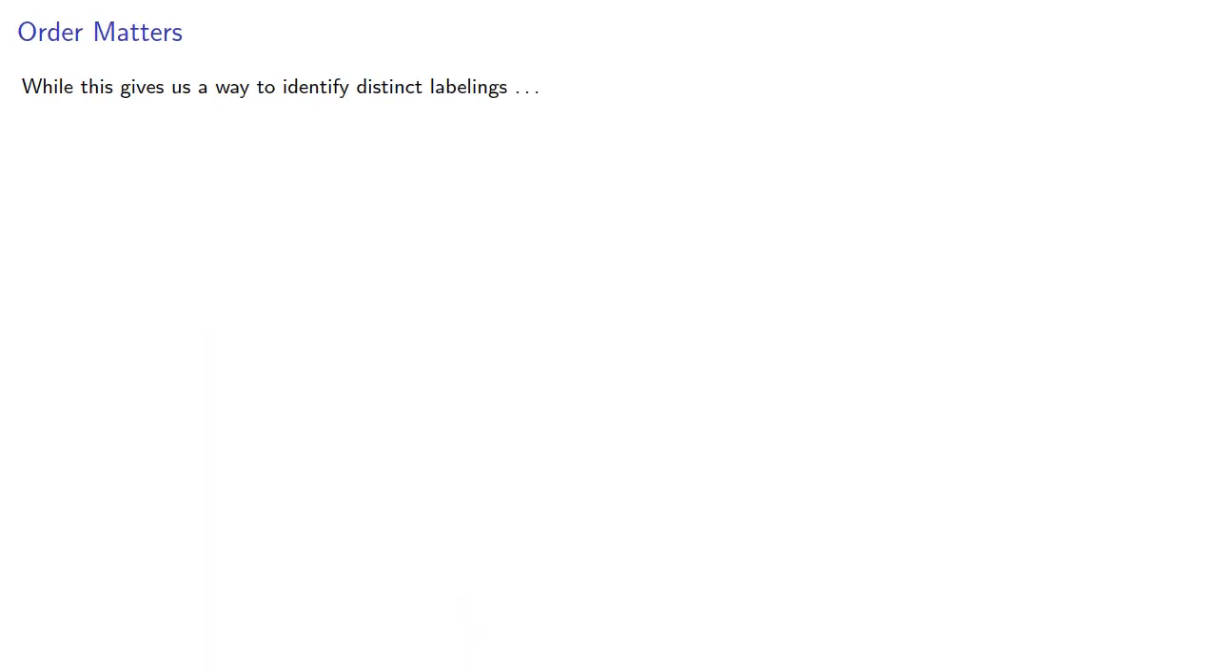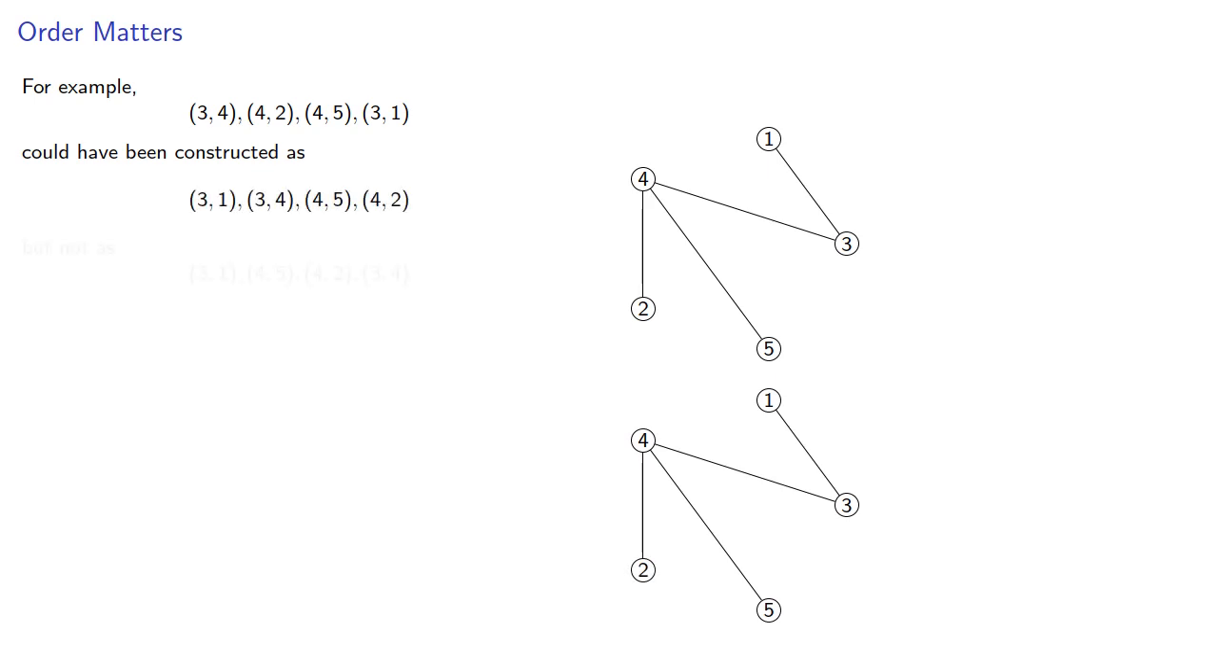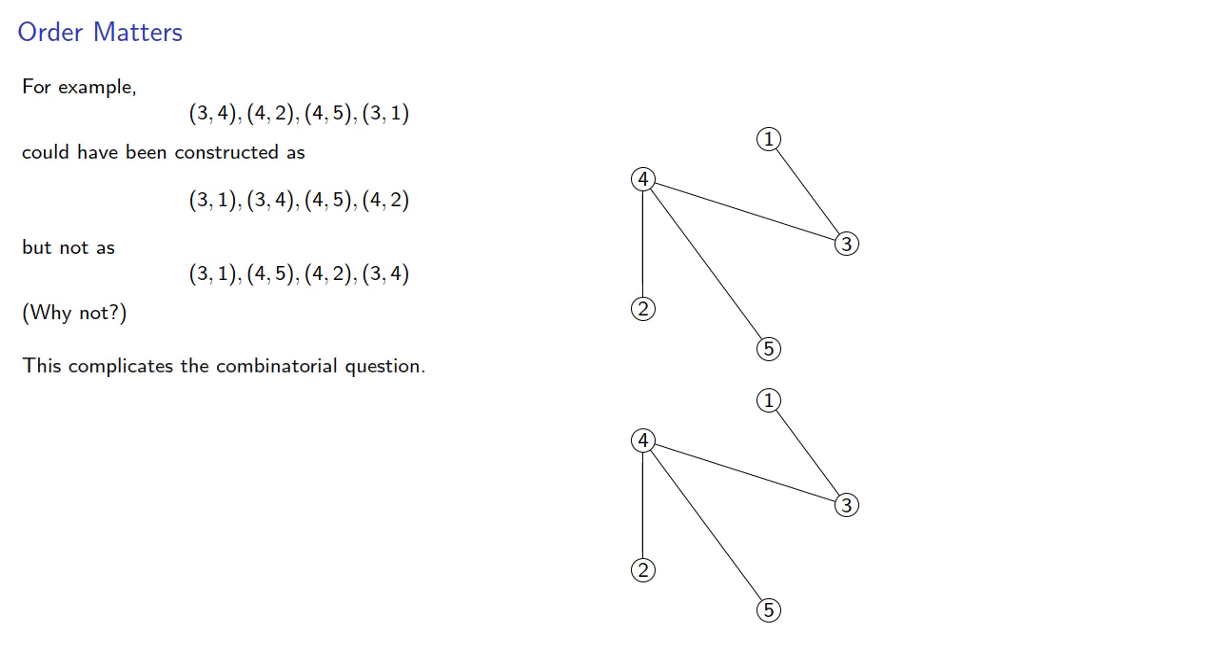Now, while this gives us a way to identify distinct labelings, it's not always clear when the labelings are the same, or even possible. For example, this tree could have been constructed in the order 3, 1, 3, 4, 4, 5, 4, 2, but not as 3, 1, 4, 5, 4, 2, 3, 4. You might think for a moment why you can't construct the tree this way. And the fact that we could have different construction sequences, and some of those sequences are actually impossible, complicates the combinatorial question. So how can we get around this problem?